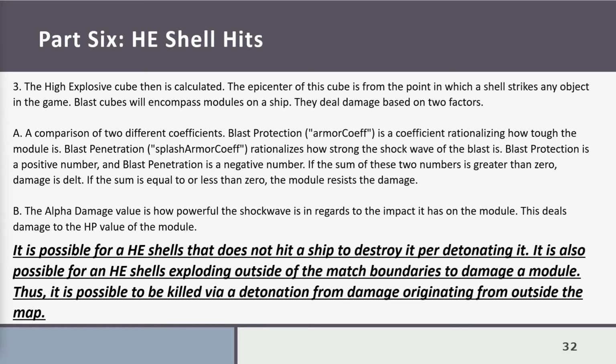Every ship has an alpha damage value for its HE shells, if it has HE shells. And as you can see in the nice bold text here, it is possible for HE shells that do not hit a ship to destroy it by detonating it. So you can deplete the entire magazine module with an explosive cube. It's also possible for an HE shell exploding outside of the match boundaries to damage a model. So if you're getting shot at by HE and you're riding the border, you could be damaged. Thus, it's possible to be killed via a detonation from damage originating outside the map.